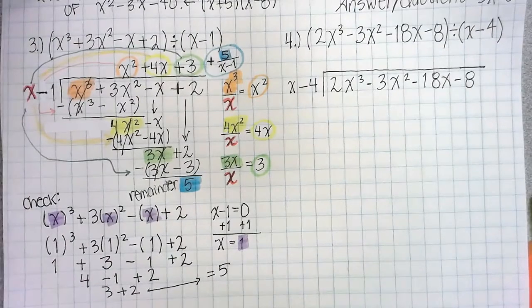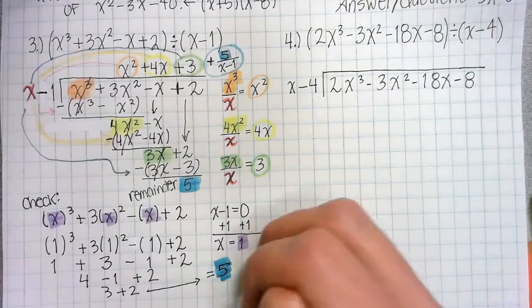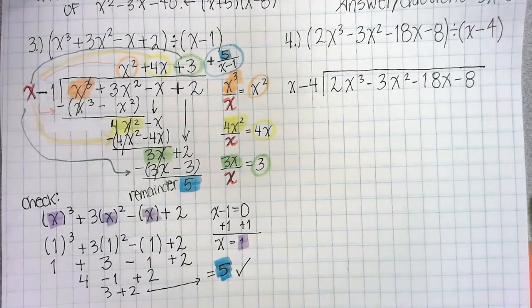5. Guess what number you should get if you're correct? Yep, you should get the remainder. So it looks like we're pretty good. We're in really good shape right there, okay?